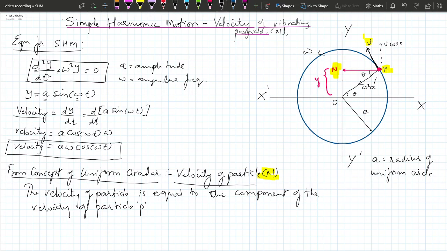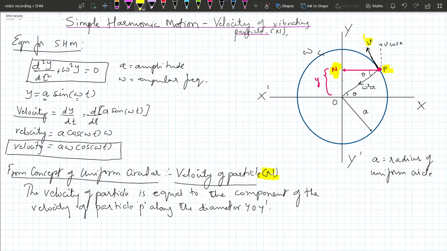This is the direction of the linear velocity, and the component of the velocity of the particle n is along the diameter. So what is the velocity of this particle? It is equal to the component of the velocity of the particle p along the diameter, which diameter we have taken, along the diameter y o y dash. This is the diameter.